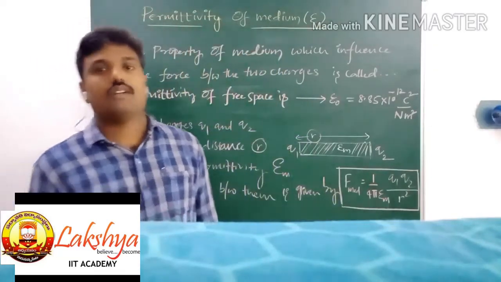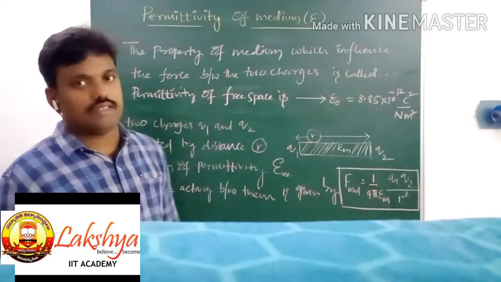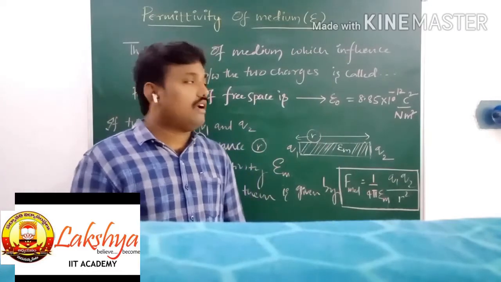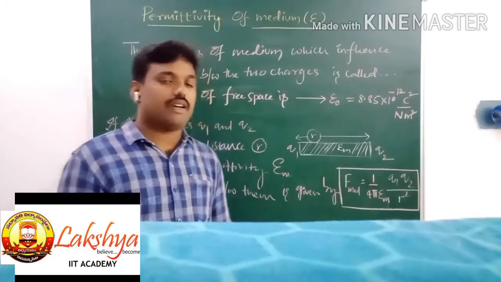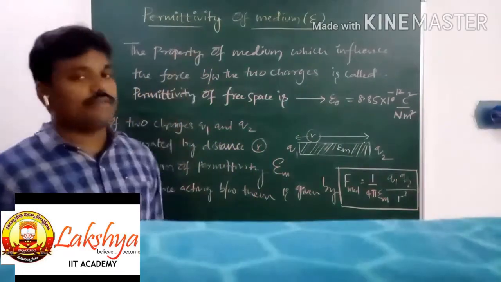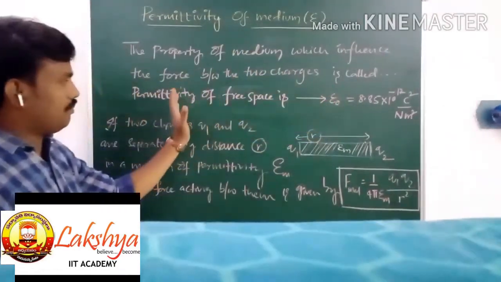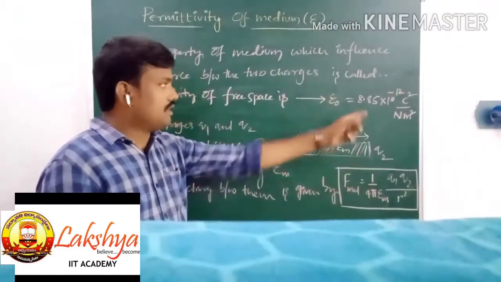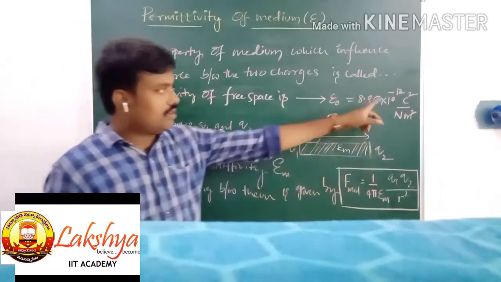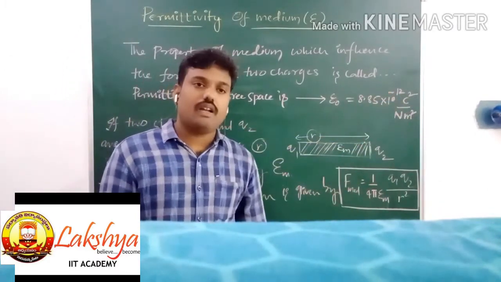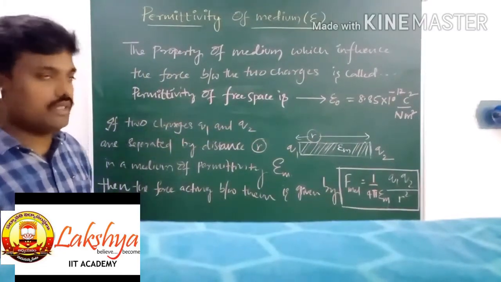Today we are going to learn about permittivity. Yesterday, while we were discussing Coulomb's attraction or repulsion force between any two charges, we came across a term like permittivity. There we introduced epsilon naught as the permittivity of free space, and it carries the value 8.85 into 10 to the power of minus 12 Coulomb square by Newton meter square. Today we are going to learn more about this.